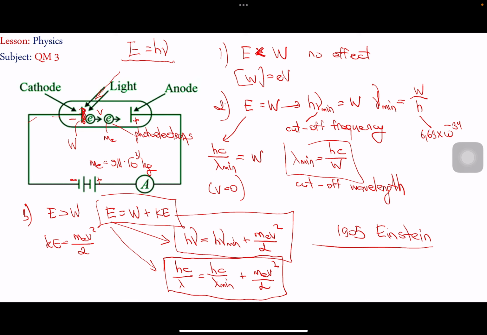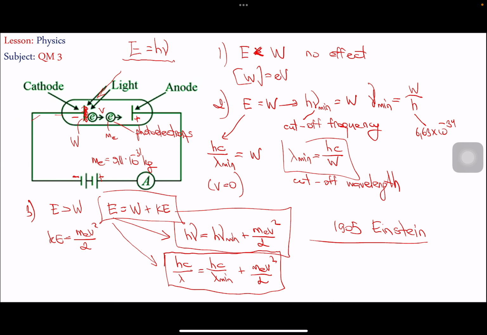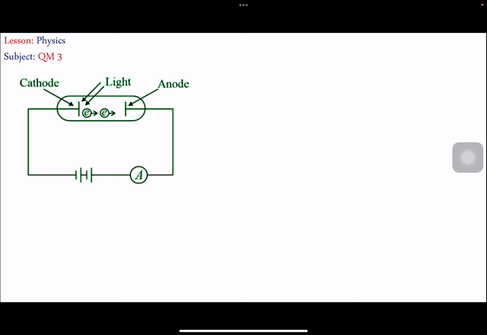Okay, that was a review for the last lesson. Now I'll come up to a new case. Suppose that now I have the electrons, the energy is directed, the photons are directed, incident to the plate, to the cathode, but now things have changed.